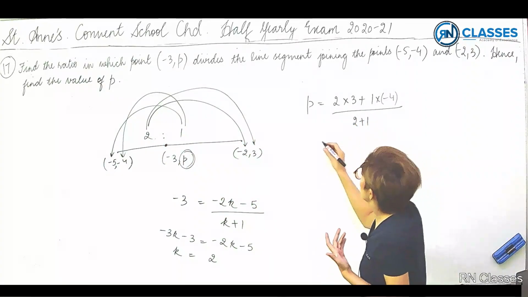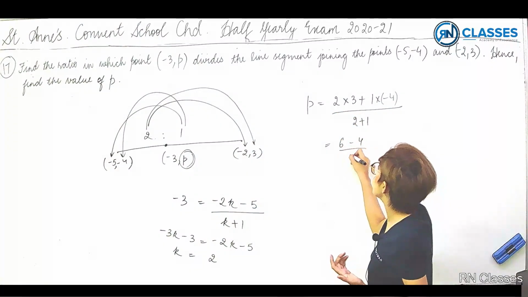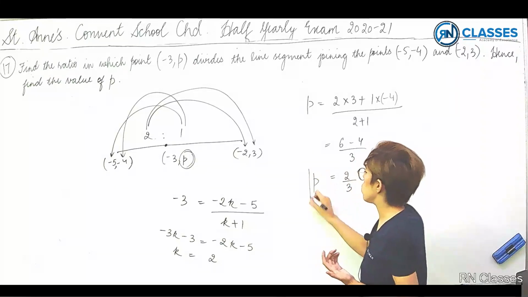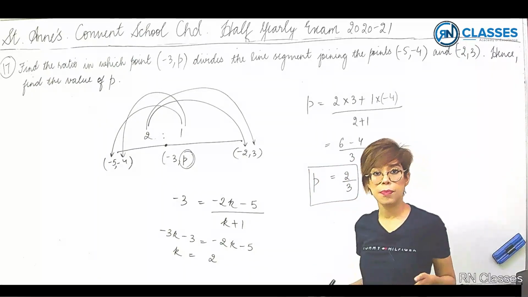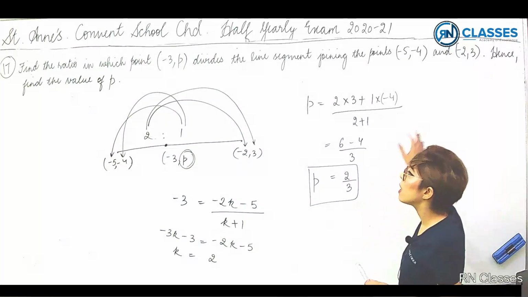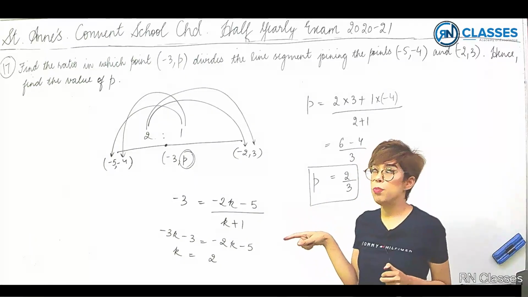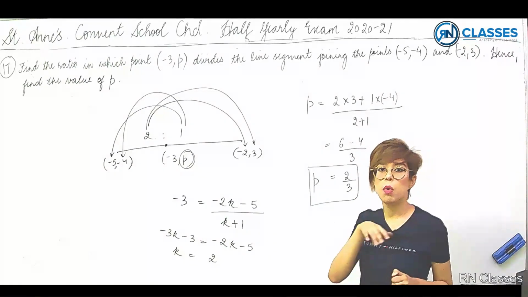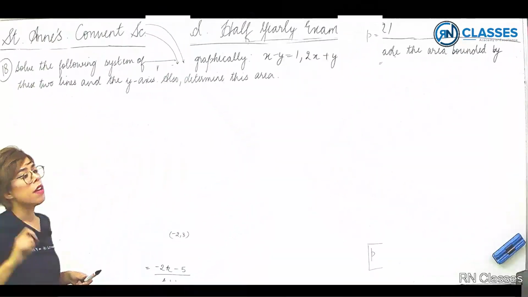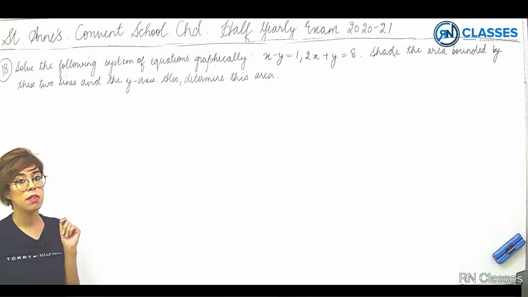But let's write it like this. So, this is equal to 6 minus 4 whole divided by 3, or I can say p turned out to be 2 by 3. Right? Obviously, this is a subjective question, so you need to write the section formula first, like mx2 plus nx1 whole divided by m plus n. So you do need to write all that. Right. So I think the next 3 questions will be 4 markers. So let's see.